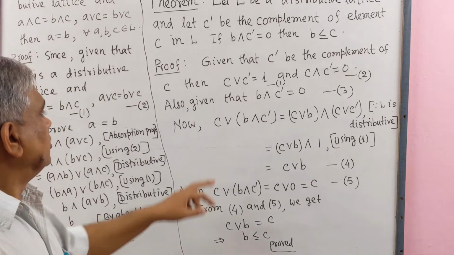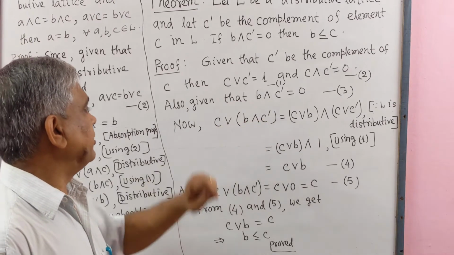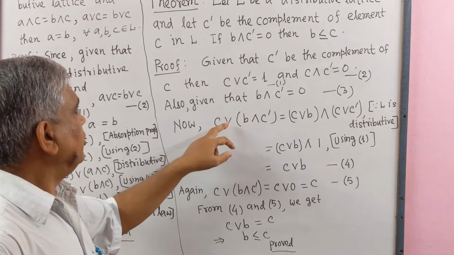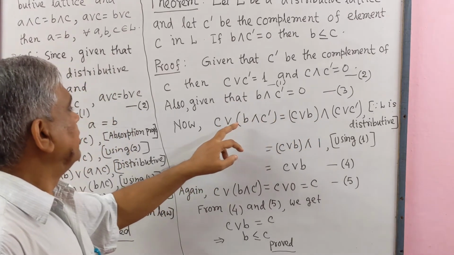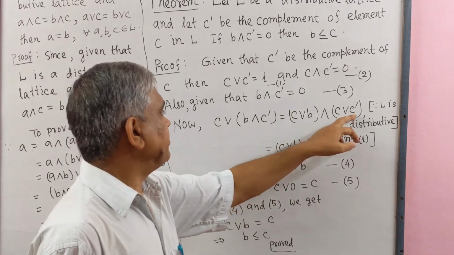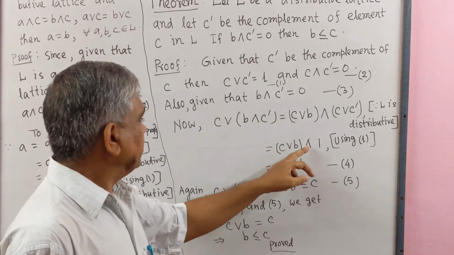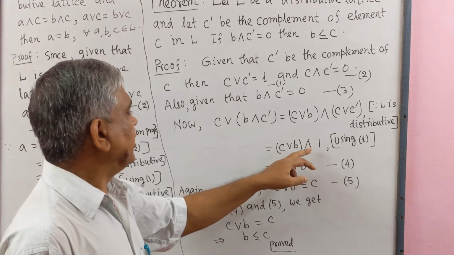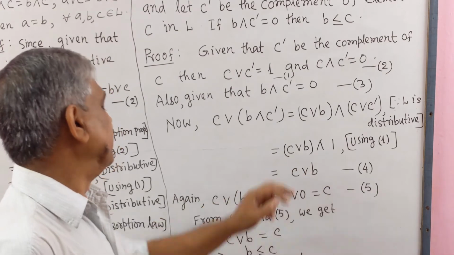Now C join (B meet C prime) equal to, by distributive law, (C join B) meet (C join C prime). Here C join C prime equal to 1. This is meet. In meet we get the smaller element. Here this equals C join B.